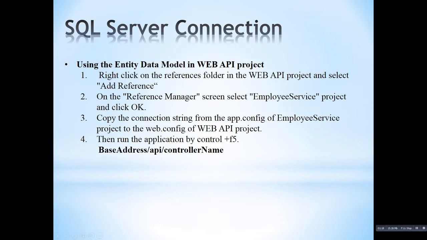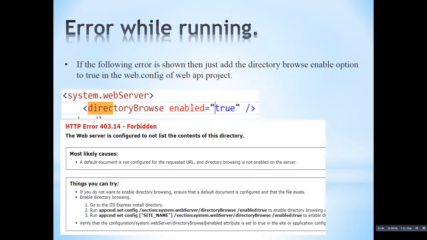Here I am creating a class library project, and in the class library project I am adding the entity data model, and in the main Web API project I am adding the reference of the class library project. I am giving the class library project the name EmployeeService, and this EmployeeService reference I am adding to the Web API project. And at last you will press Ctrl F5 to run the application.